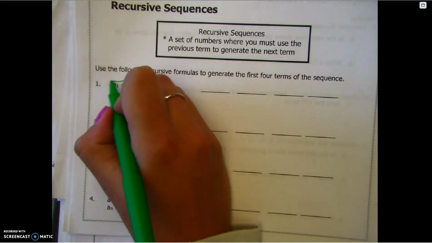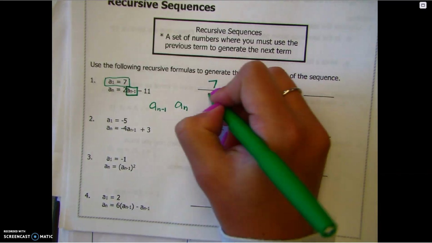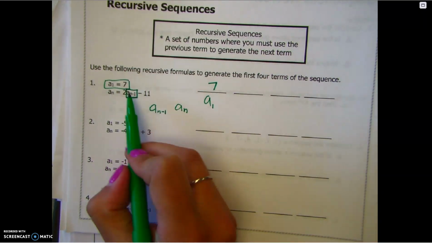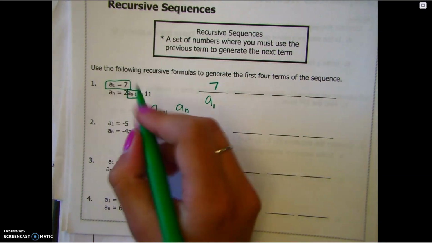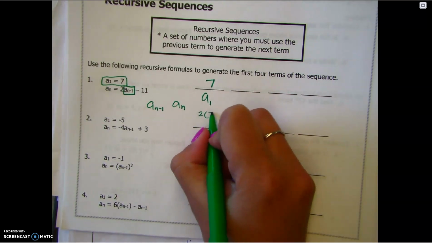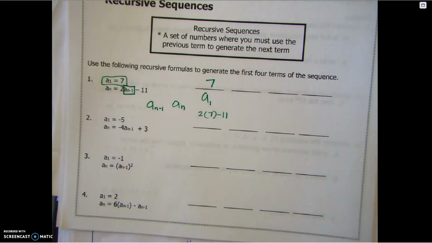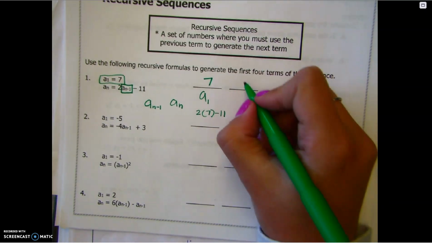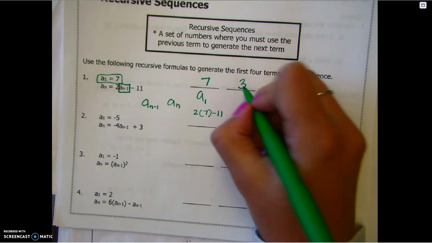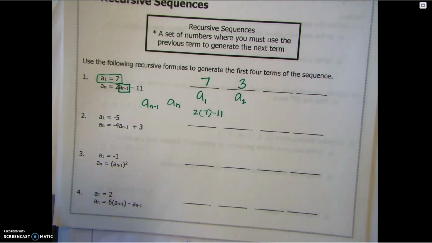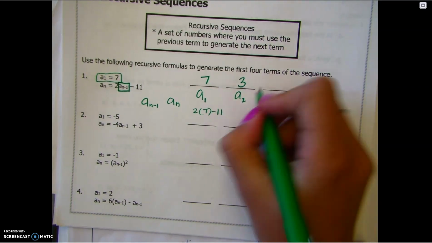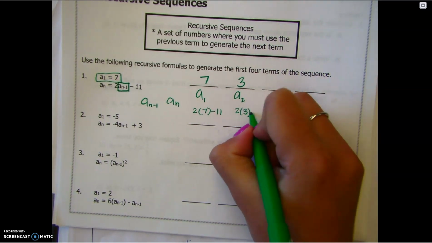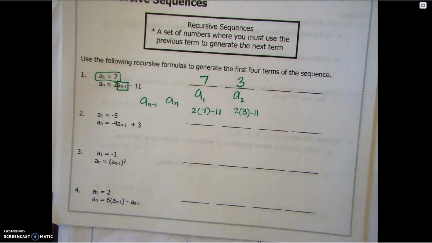So this tells me my first term, so 7 is a1. To get the next one, I'm going to multiply 7 by 2 and then subtract 11. So I'll do 2 times 7 minus 11. And that gets me 3. So the next term is 3. This is a sub 2. So then I'm going to take 3, and then I'll do 2 times 3 minus 11 to get the next term.